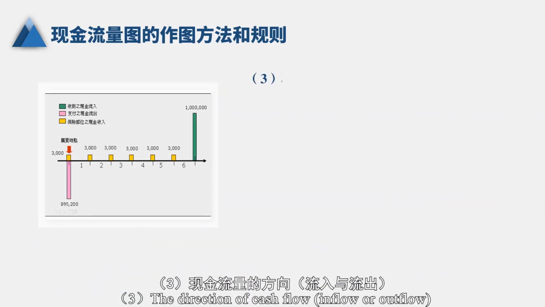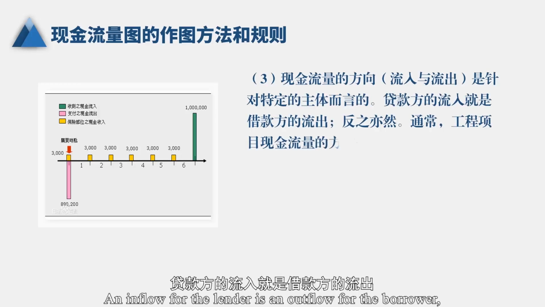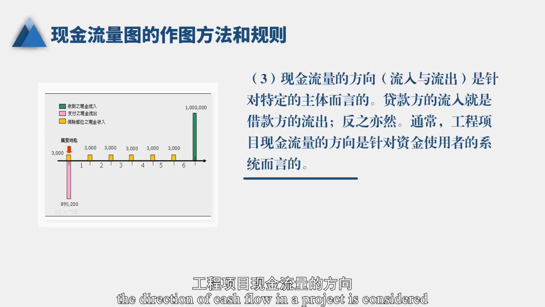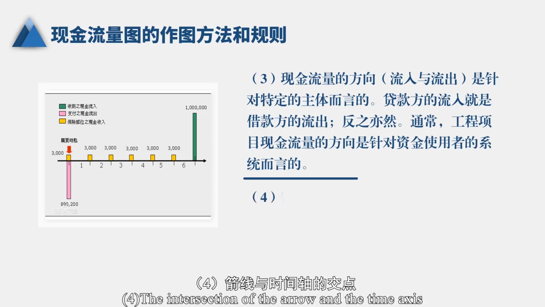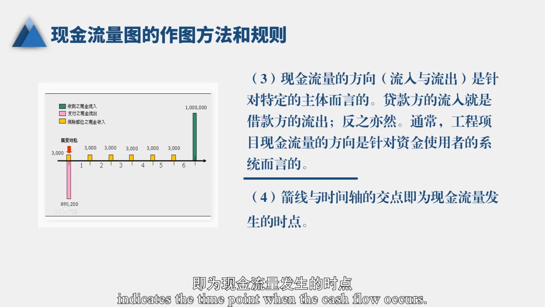Third, the direction of cash flow, inflow or outflow, is relative to a specific entity. An inflow for the lender is an outflow for the borrower, and vice versa. Typically, the direction of cash flow in a project is considered from the perspective of the fund user's system. Fourth, the intersection of the arrow and the time axis indicates the time point when the cash flow occurs.